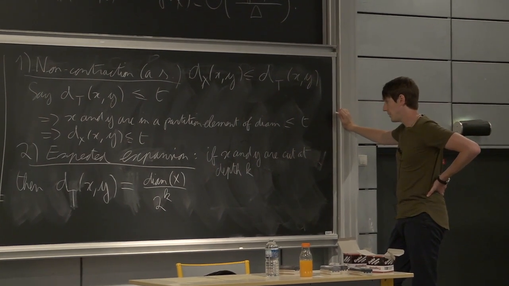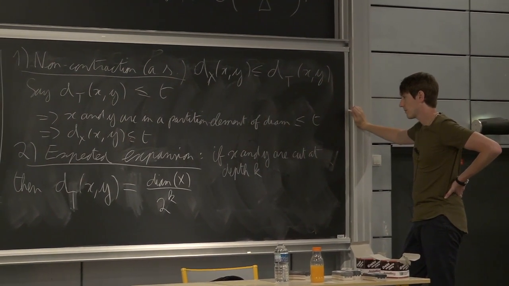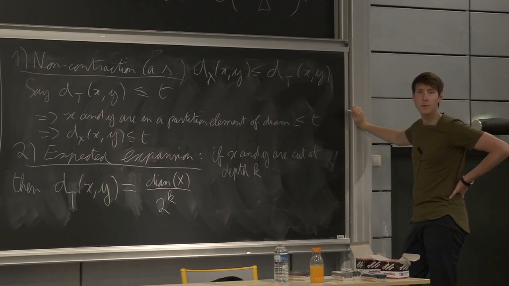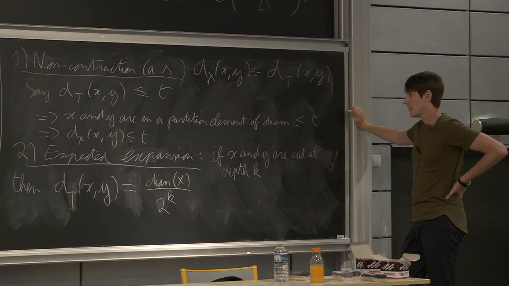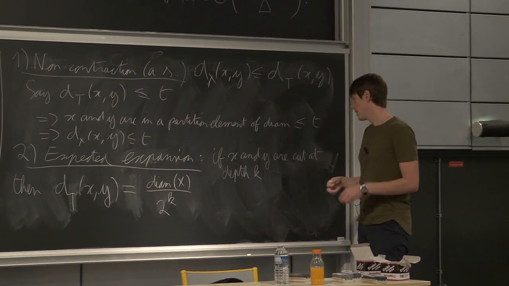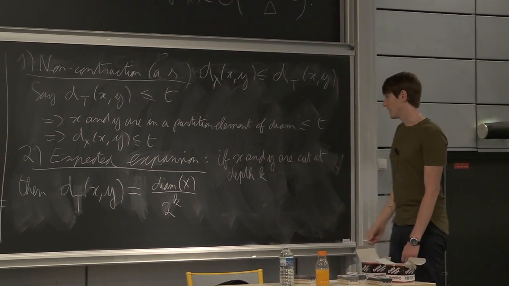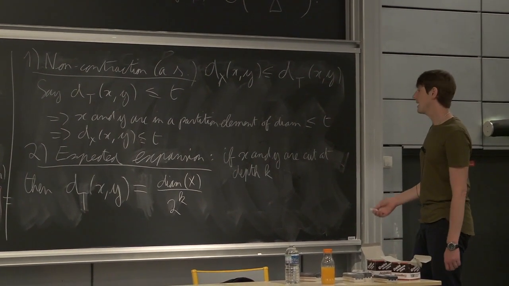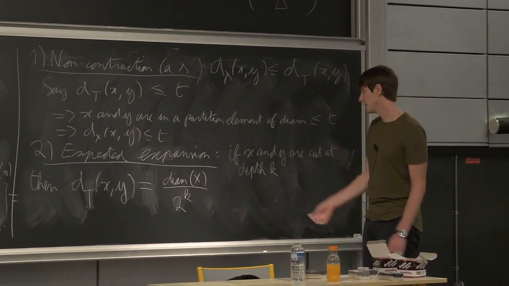Yeah, it is bigger. What? Up to a factor 2, it's smaller. But they could have been cut at a higher level too, no? Why am I confused? Yeah, I think this is what I need to say. So if x and y are cut at, okay, I see.